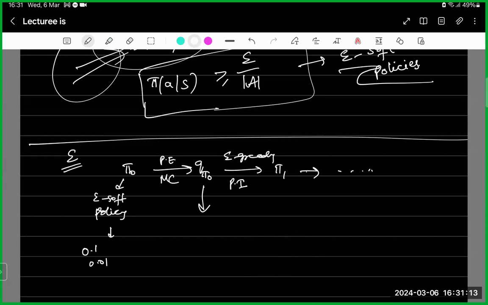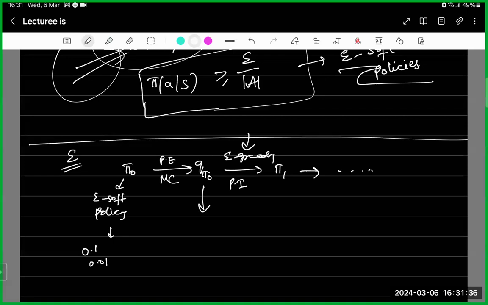No, all s comma a pairs might not occur in that particular episode. So there will be some mistakes. But in the next update, maybe you'll improve that policy. It is the same as value iteration, right? You are just doing one iteration of Bellman expectation.